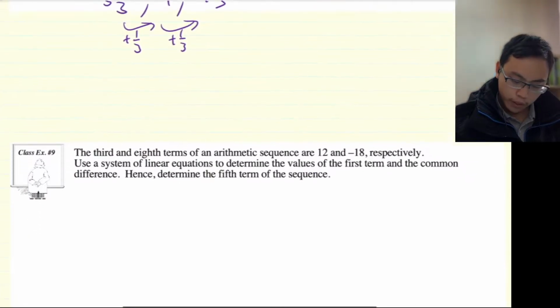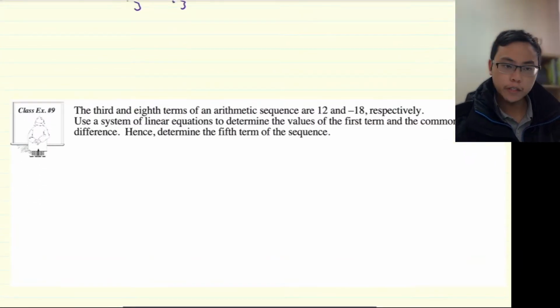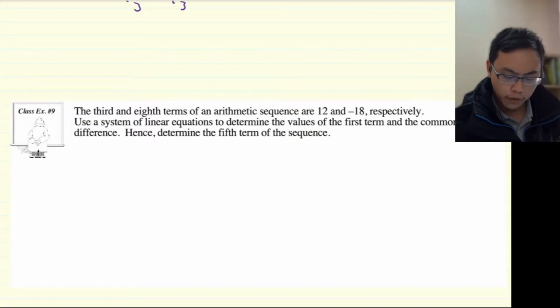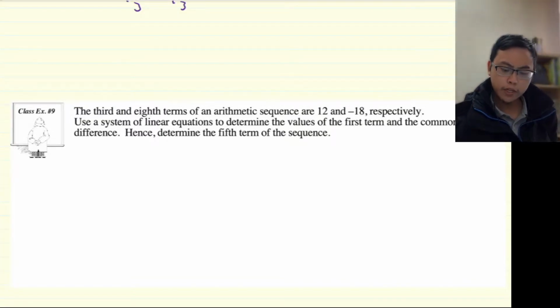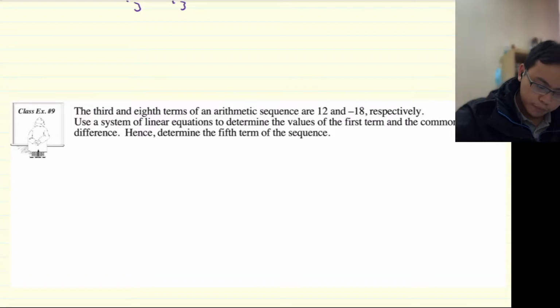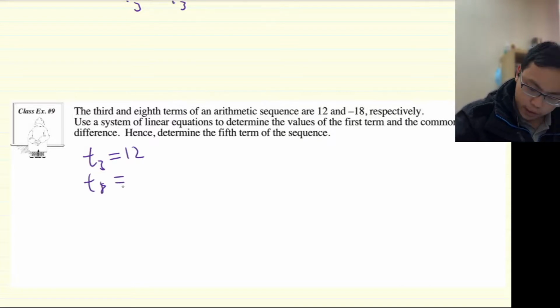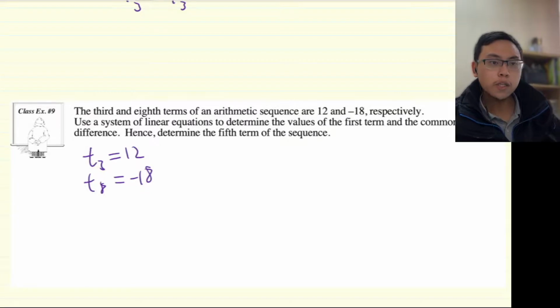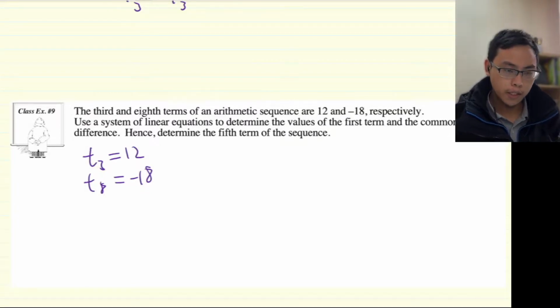I think there's one last example over here, so I'll get through it. The 3rd term and the 8th term of an arithmetic sequence are 12 and -18 respectively. So we're given T3 equals 12, and T8 is equal to -18. So whenever you see these sorts of questions, you'll need to use this formula. You have to remember this one. This is not given to you.